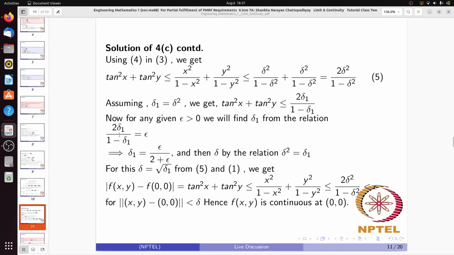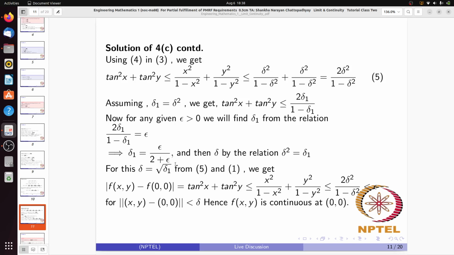If you solve it and express delta 1 in terms of epsilon, and then use the relation delta square equals delta 1, what do we get? Delta equals square root of delta 1. And what is delta 1? Delta 1 is epsilon by 2 plus epsilon. So it will give us delta equals square root of epsilon by 2 plus epsilon, that is, square root of delta 1.